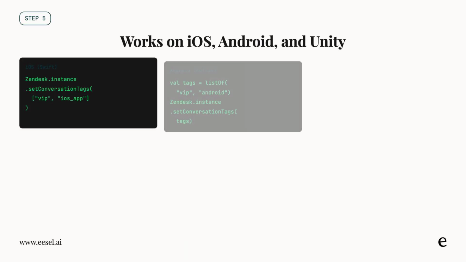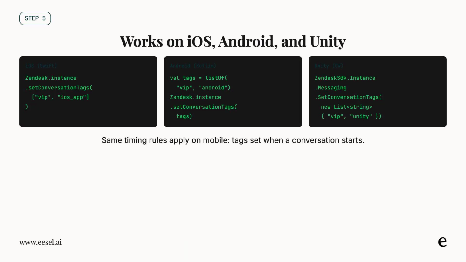Step 5. The same tagging capability is available on mobile. iOS uses setConversationTags in Swift, Android uses it in Kotlin, and Unity uses the C# SDK. The same timing rule applies on all platforms. Tags are set when the conversation starts.